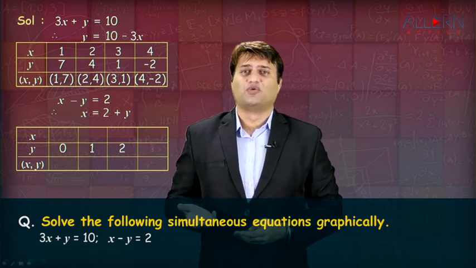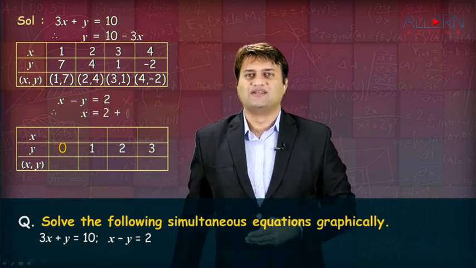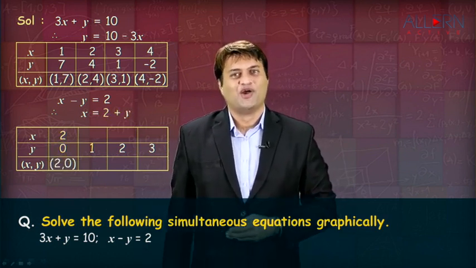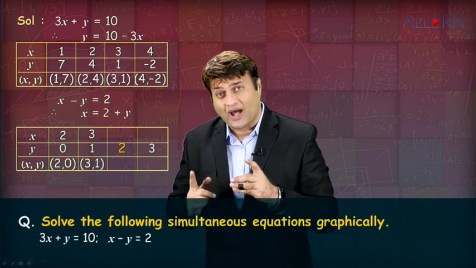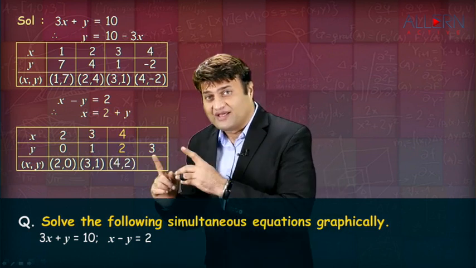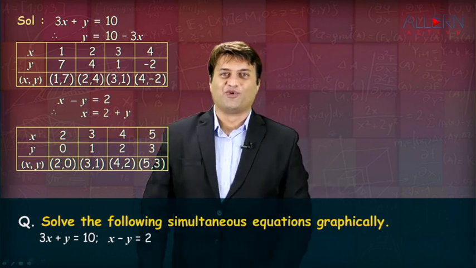If you assume 0, 1, 2, 3 as y because y is in the right hand side, now substitute y is equal to 0, you get x is equal to 2 plus 0, that's 2. Y is equal to 1, you get x is equal to 3. Y is equal to 2, you get x is equal to 4. And y is equal to 3, you get x is equal to 5. You get both the tables.